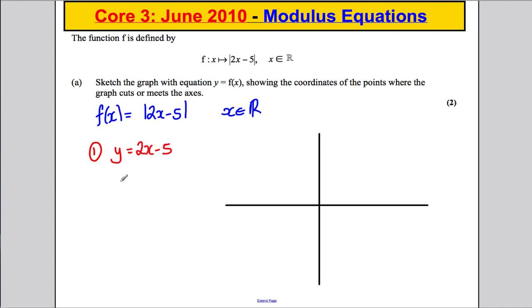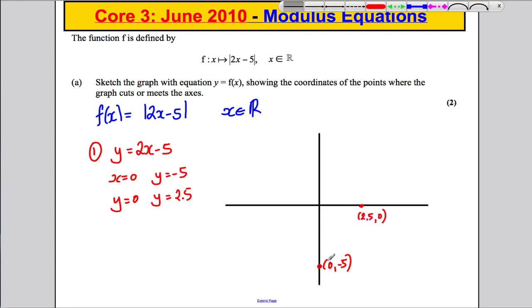And to do that I need 2 points. So I'm going to let x be 0. And when I let x be 0, y is negative 5. And when I let y be 0, x turns out to be 2.5. So I'm going to have myself the point 0, negative 5 down here, and the point 2.5, 0 here. And then I can draw a straight line between these, as such.